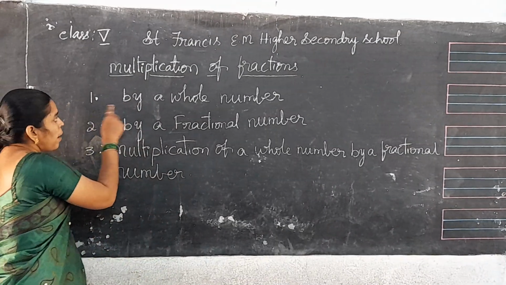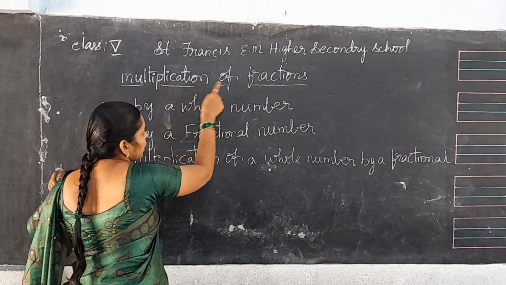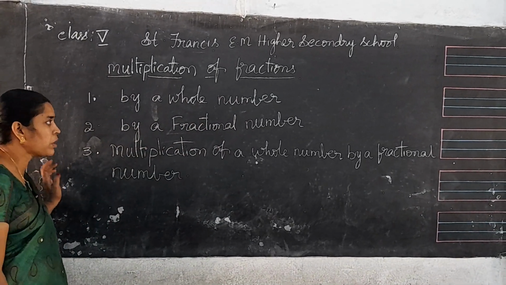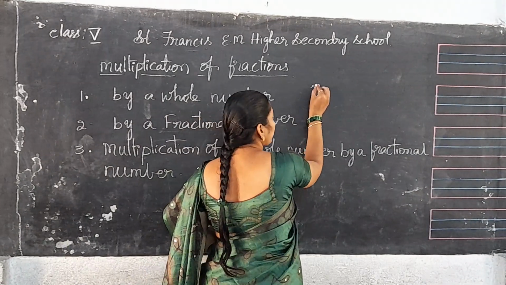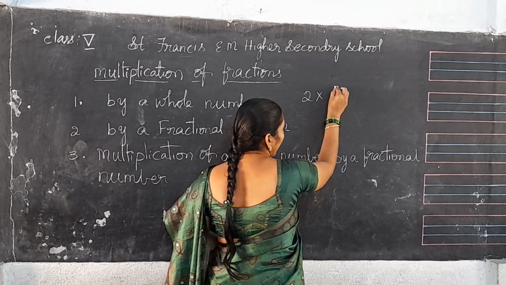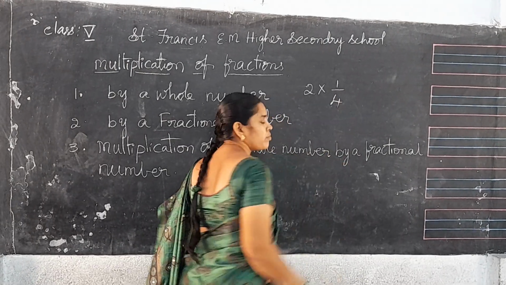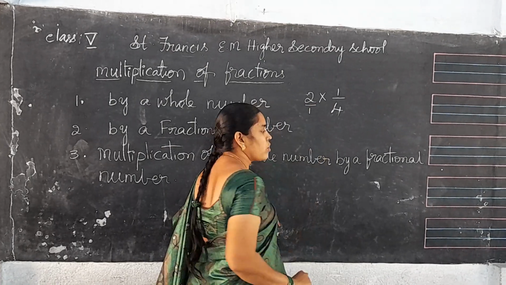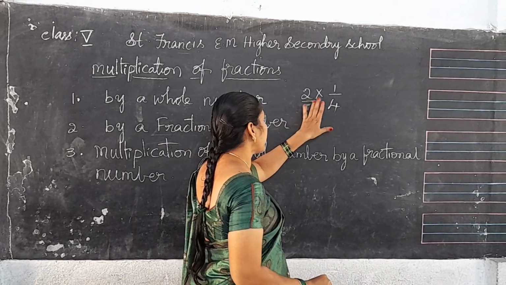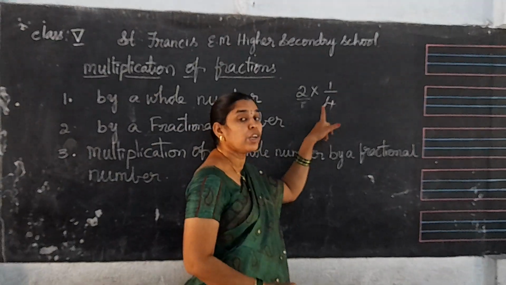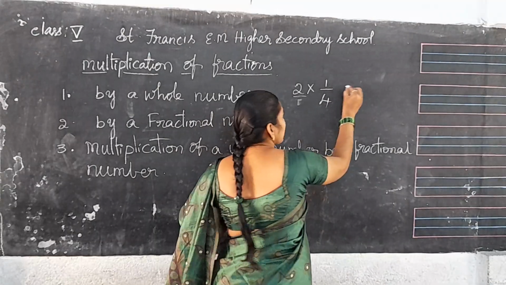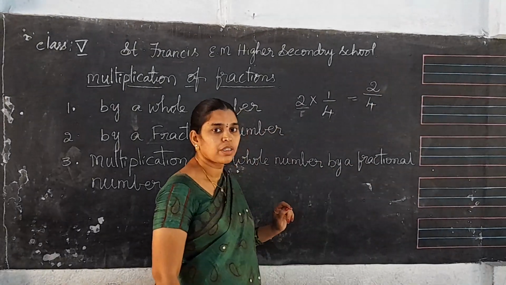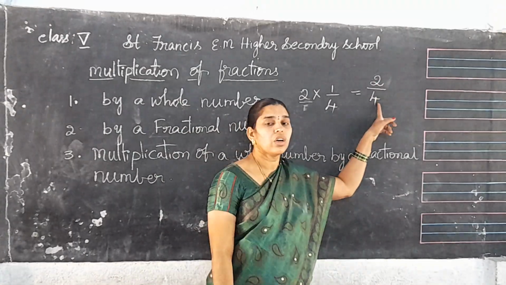See here, first one, multiplication of fractions by a whole number. That means any whole number, we are taking 2 into one fraction, 1 by 4. This is one number. See, with an example I am going to explain. You should multiply the whole number by the numerator and the denominator remains the same. That is 2 ones are 2 by 4. Clear? After that you should convert this into lowest form.